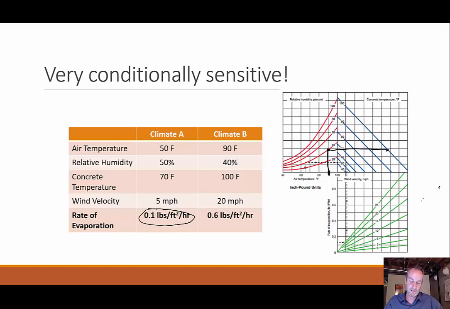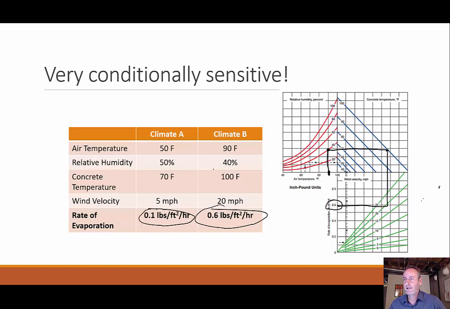Once I reach the concrete temperature, I go down to the wind velocity, and we're going down to 20. Pretty quick wind. Once we hit that, I can move on over and find that I am at 0.6 pounds per square foot per hour. So it's 6 times greater water loss, because I've increased the temperature 40 degrees and the wind, and the relative humidity also changed a little bit. The point is that concrete is very sensitive as far as the wind velocity and the air temperature.